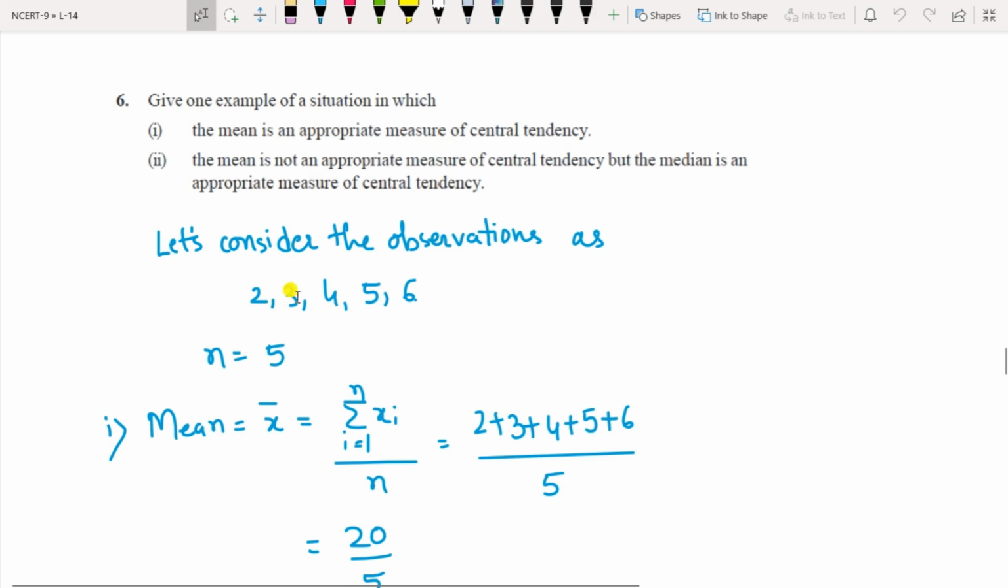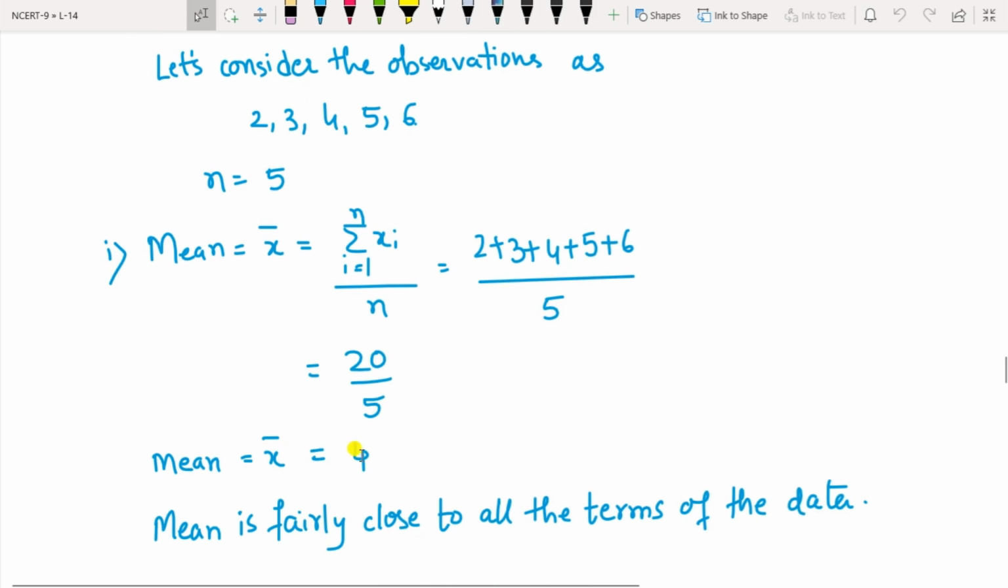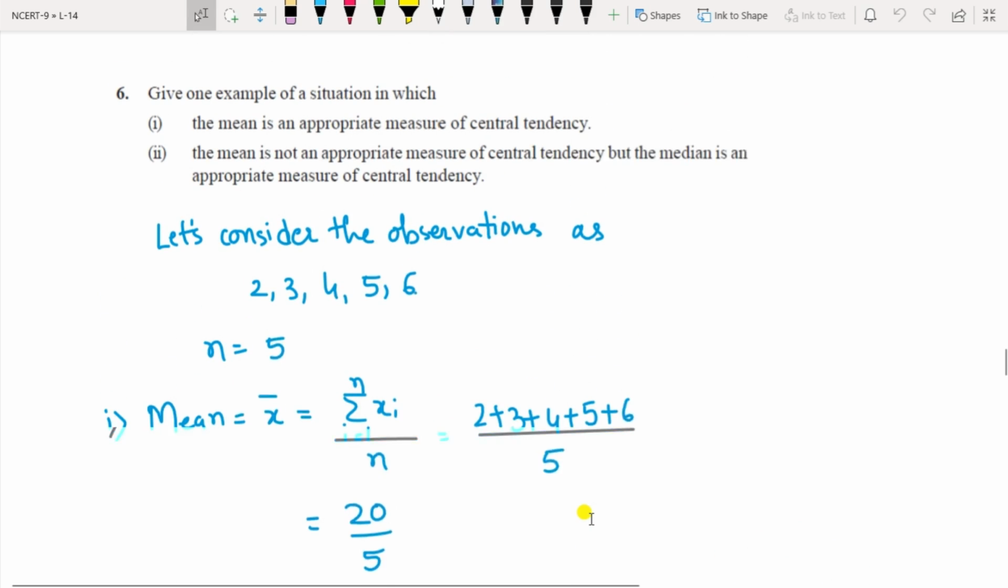Suppose I have taken here the observations as 2, 3, 4, 5 and 6. Total number of observations are 5 here. So mean will be equal to sigma xi, 1 to n, upon n, that is add all these observations and find the value. So here you get the mean as 4. So here you can see mean is the central value of the given observations when it is arranged in the ascending order. Therefore mean is fairly close to all the terms of the data, and therefore it is an appropriate measure of central tendency.